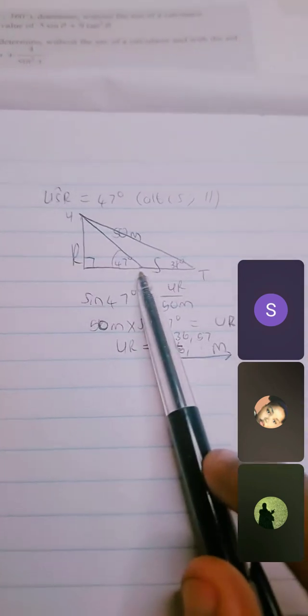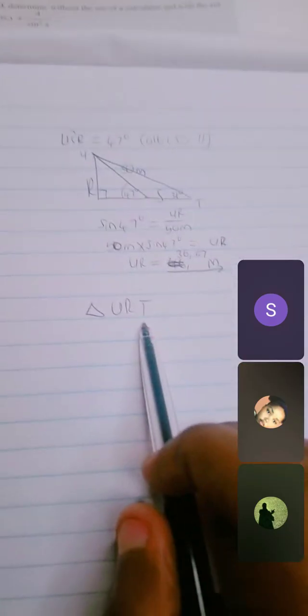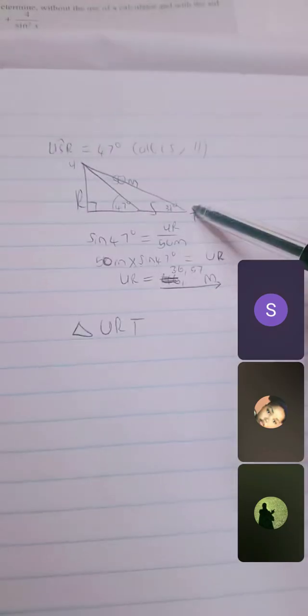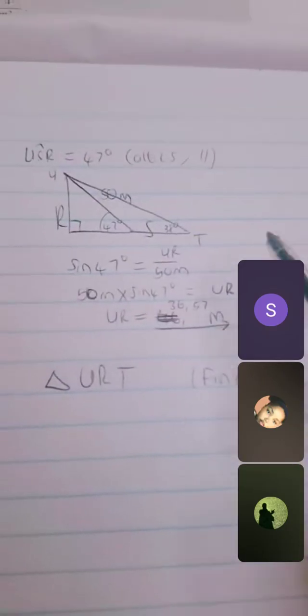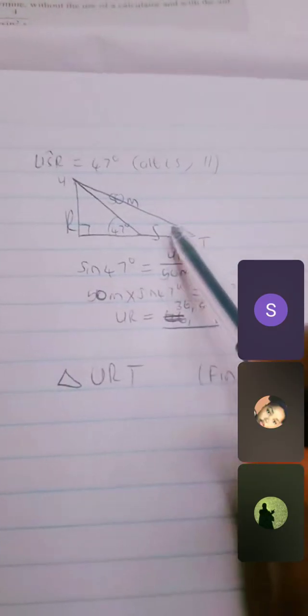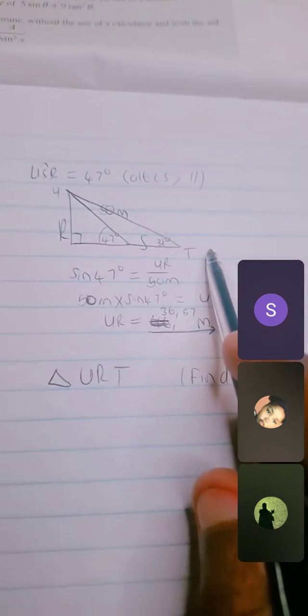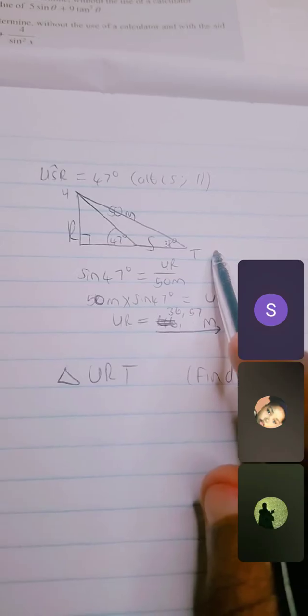So remember, triangle URT. Yes, sir. We can find RT. How are we going to find RT? Remember, we have an angle. We have an opposite side, which is UR. We need the whole adjacent side. Yes, sir. Are you with me?